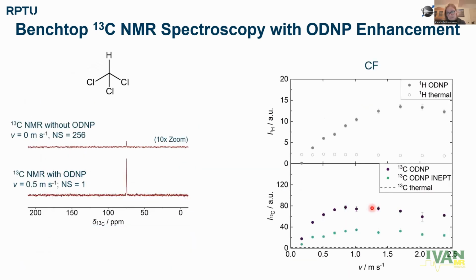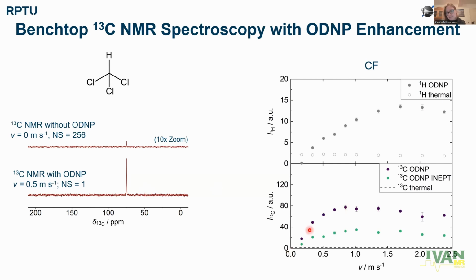It looks quite different if you choose a different molecule, which has a much better hyperfine interaction to your radical, and that's chloroform, which is known to have an almost pure scalar interaction to the TEMPO radical that we are using. And that's again the thermally polarized spectrum measured without flow with a lot of scans, and that's the ODNP spectrum with a single scan at half a meter per second flow velocity, and you see that we get a very nice signal to noise compared to the thermal spectrum. So the enhancement is much better here.